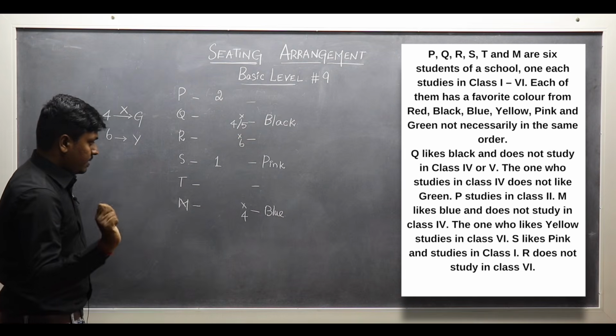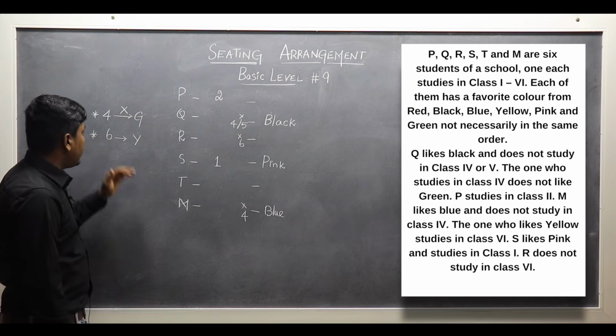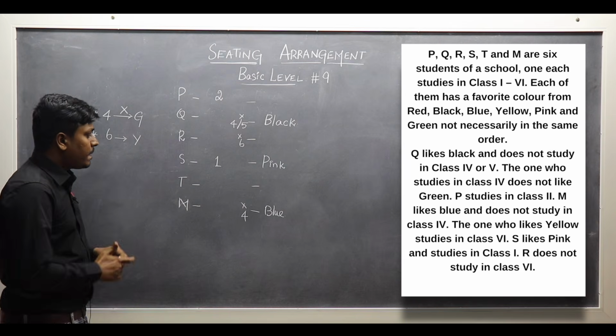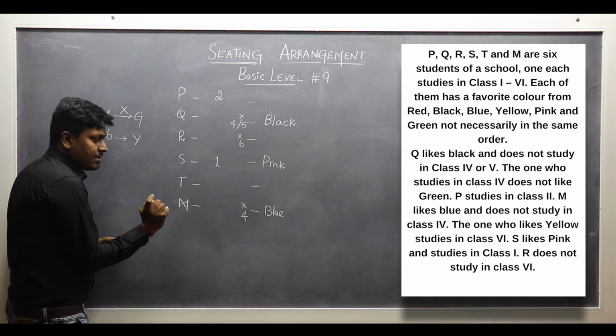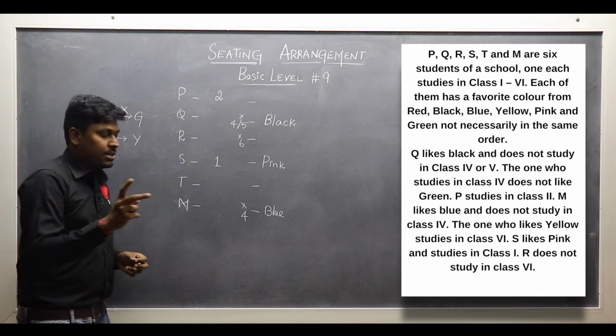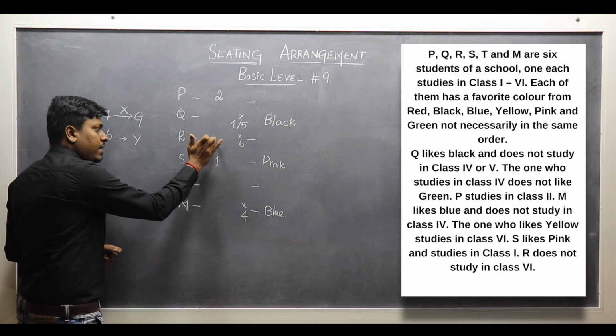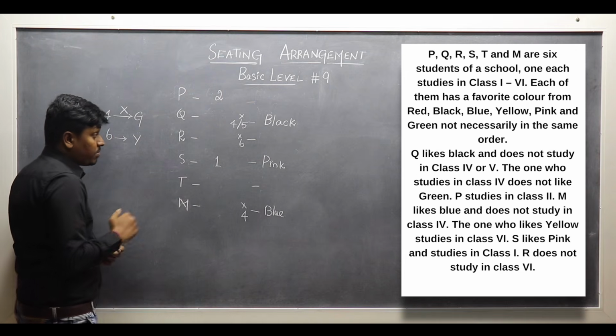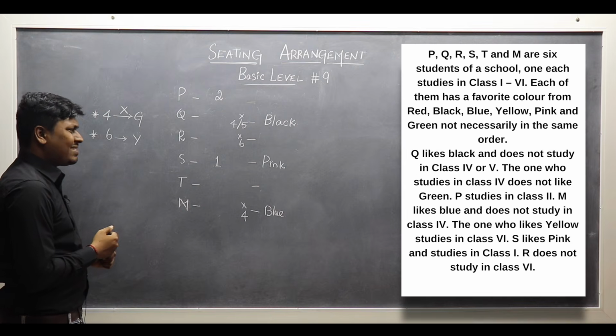That's it. Now by using the clues, let me try to fix here. We know M is not studying in standard 4. Similarly, Q is not studying in standard 4. So there are 2 options, either I fix 4 here or otherwise 4 here. Let me go on to the 6th standard.